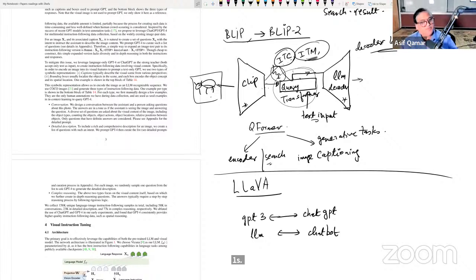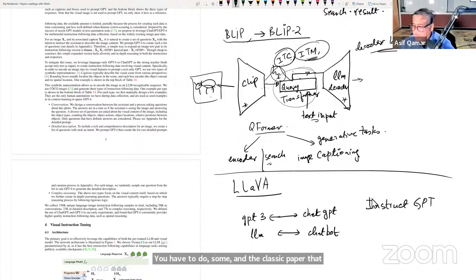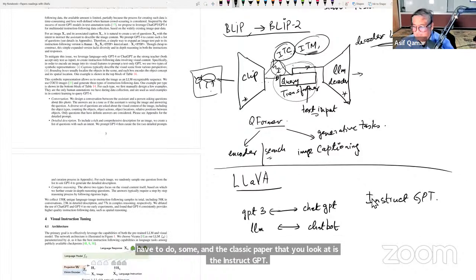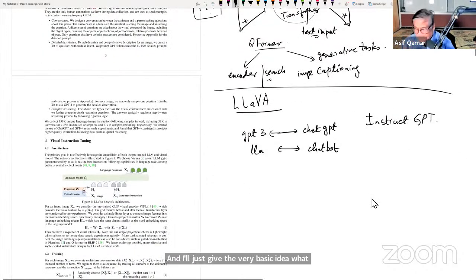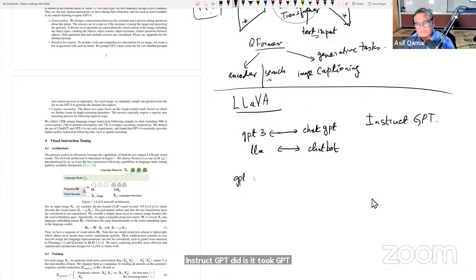You have to do some, and the classic paper that you look at is the InstructGPT. I'll just give the very basic idea. What InstructGPT did is, it took GPT and said that instead of training GPT, which we have been doing, with just text and doing next word prediction, what if you could write it in a very particular way?